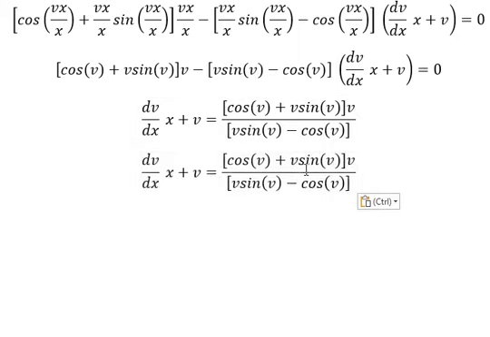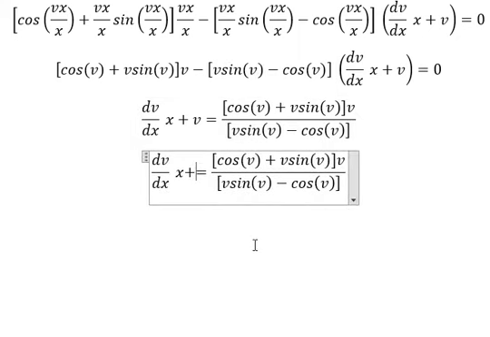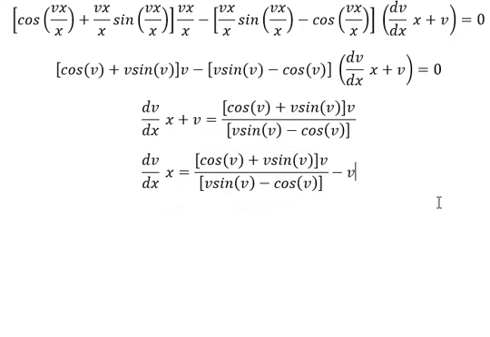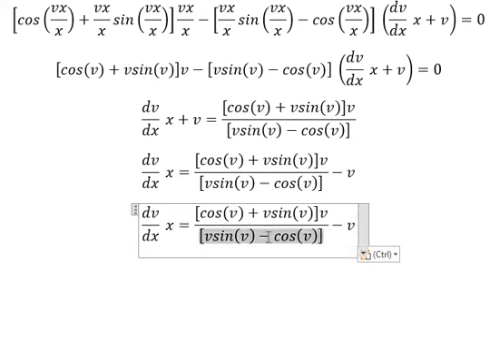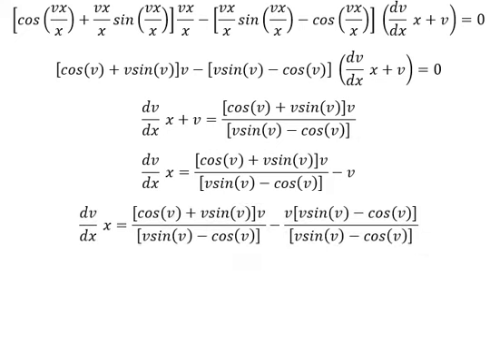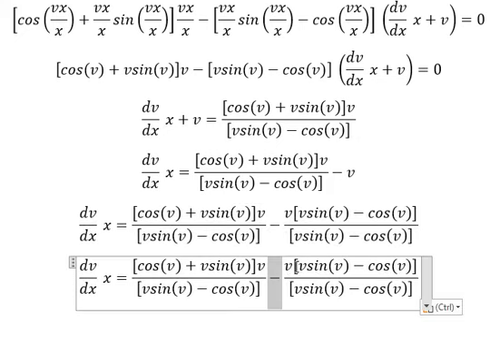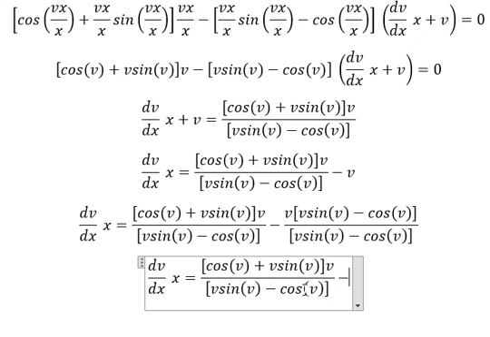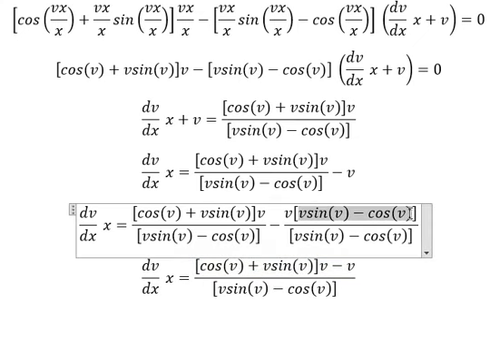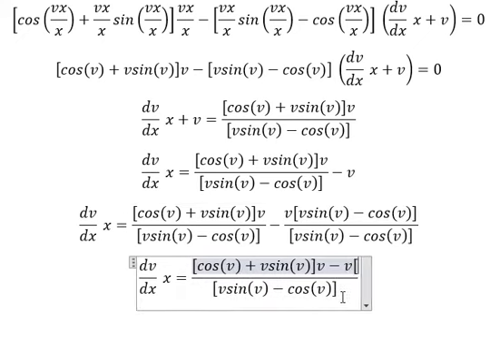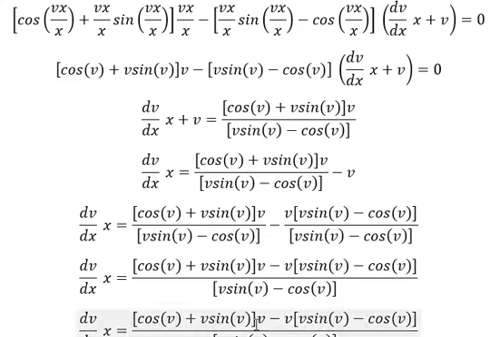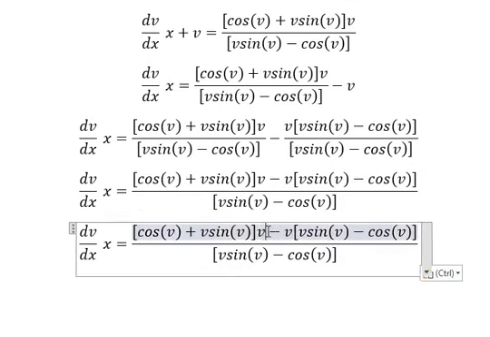Next, I will put v to the right, and we have negative v. Next, we do common denominator. Next, we put the negative in here, and we combine this fraction in here. So we got like this. Next, we have v and v. We can do factorization.